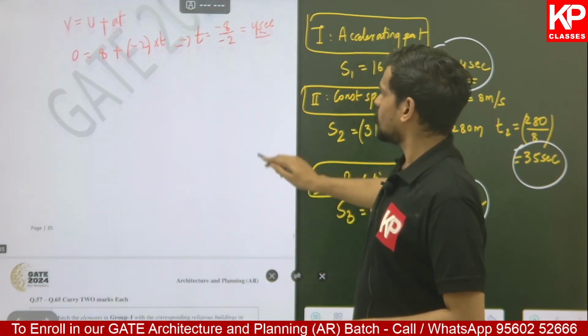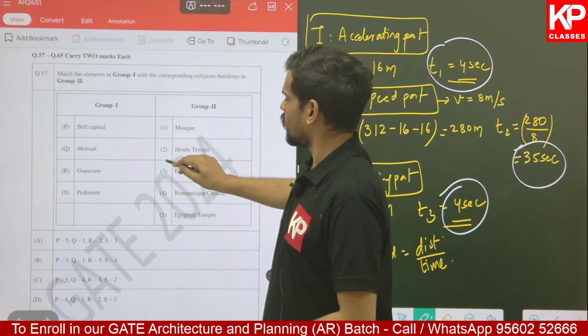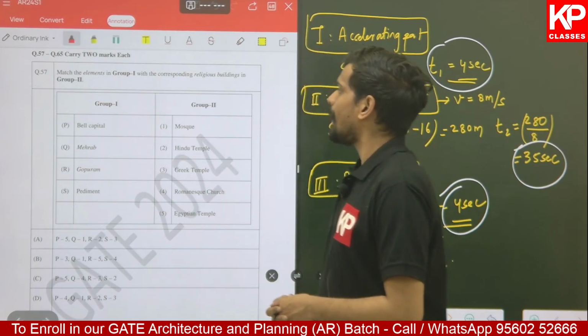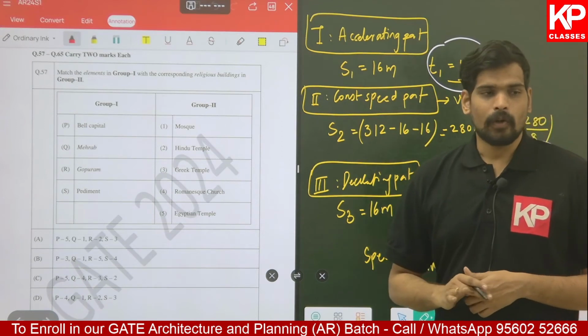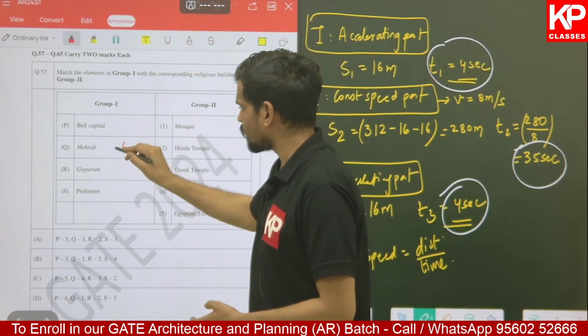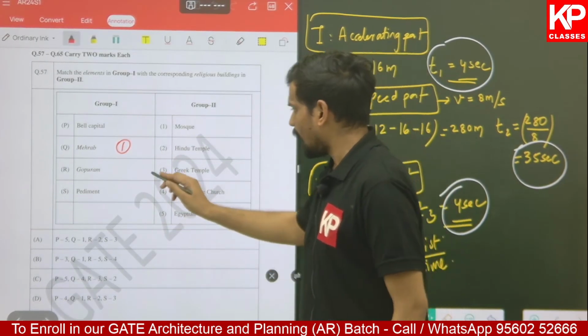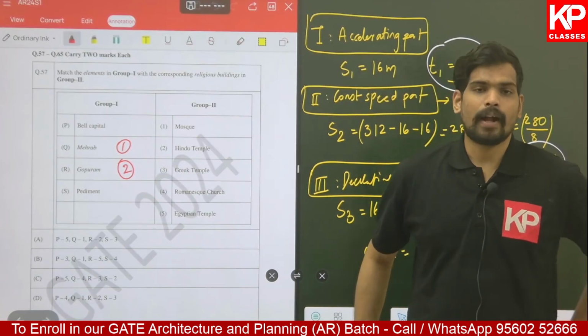Let us now move on to the 2 mark questions, starting with the theoretical questions first again. Match the elements in group 1 with the corresponding religious buildings in group 2. So which of these buildings have bell capital, which of it has mihrab? Mihrab, I'm sure you all know, it is seen in mosque. Gopuram, I'm 100% sure that you know that it is a part of Hindu temple. Pediment is a part of Greek temples.